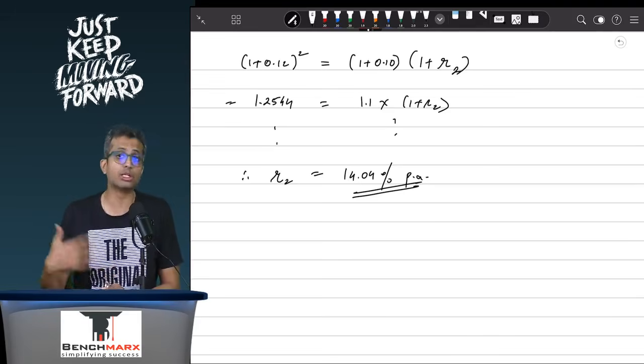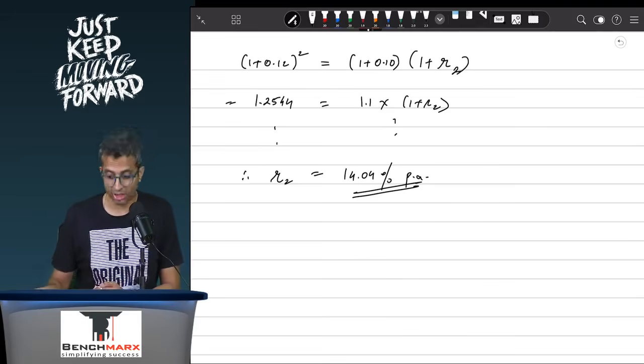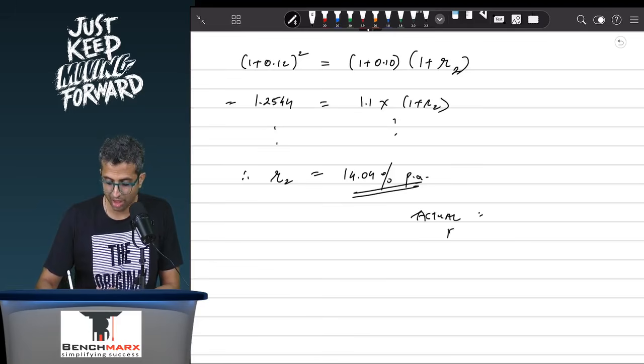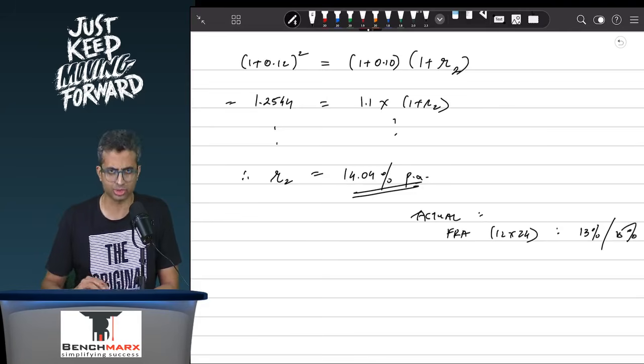And this is a base that you can use for testing for arbitrage. Like for example, if theoretically the rate should be 14.04%, however, actually the bank is giving you FRA, which is a 12 by 24 FRA. The bank is giving you this FRA, for example, at 13%. Or the bank is giving you this FRA at 15%, there is an arbitrage opportunity.